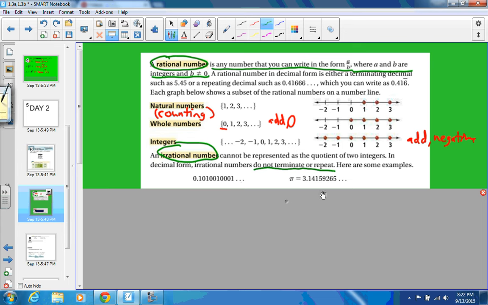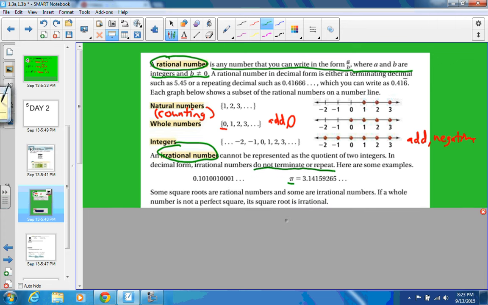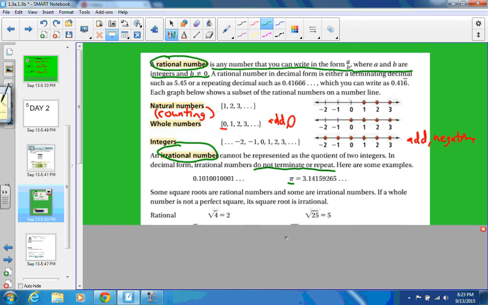Pi is the classic example of an irrational number because it goes on forever, as you know, 3.141599265. No one knows when it ends. Note here that some square roots are rational numbers and some are irrational. If it's not a perfect square, its square root is irrational typically. So rational numbers, perfect squares.